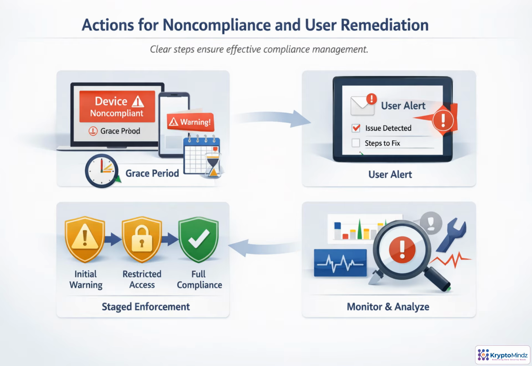When a device falls out of compliance, the goal is not only to block access. The goal is to guide the user back to a healthy state. Define what happens at detection. Mark the device non-compliant immediately, or allow a grace period for lower-risk issues. Notify the user with the exact failure and clear fix steps. During rollout, use staged enforcement so users have time to remediate before access is restricted. Over time, review recurring failures to spot policy mistakes, device health problems, or areas where support needs improvement.